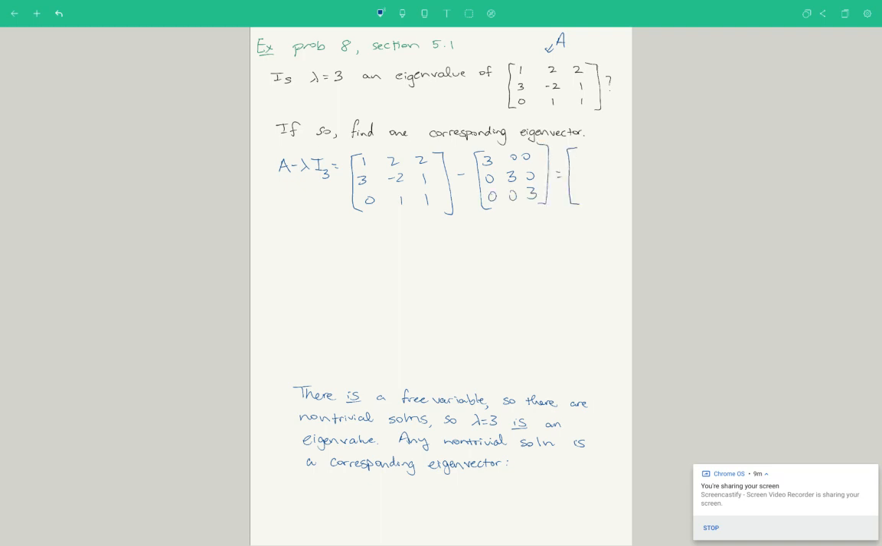And what do we get when we do that? 1 minus 3 is negative 2, 2 minus 0 is 2, 2 minus 0 is 2, and then 3, and then minus 2 minus 3 is minus 5, and 1 minus 0 is 1, and 0, 1, 1 minus 3 is negative 2. So here's our A minus lambda I. What we want to do with that is figure out, let's augment on the 0 vector, does this homogeneous system have free variables or not?